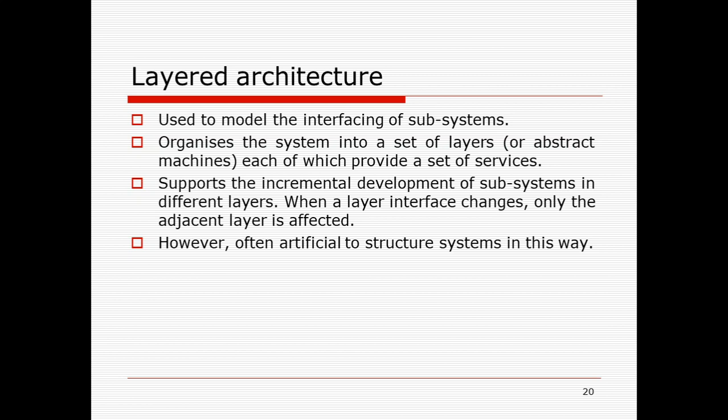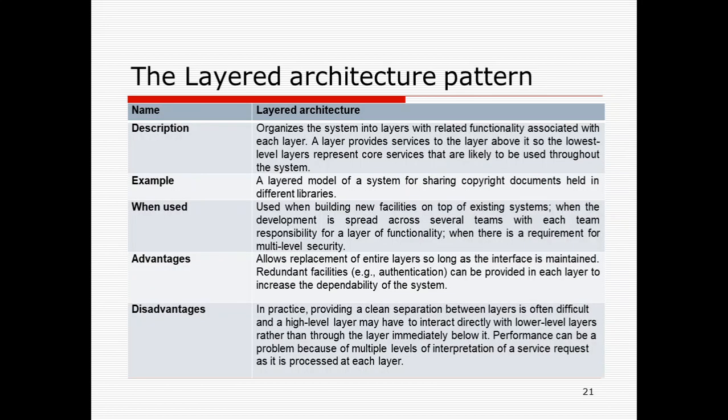Here is the general description of the layered architecture pattern. Each related functionality is represented by a different layer, and the lowest level layer gives the basic functionality of the system. Every layer provides some services to the layer above it, so the lowest level layer represents the core services that are likely to be used throughout the system.